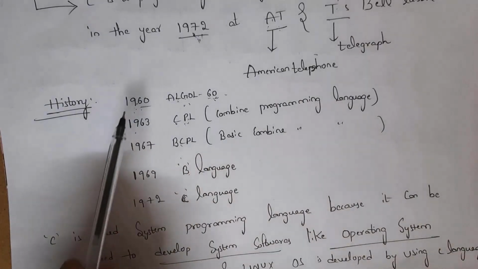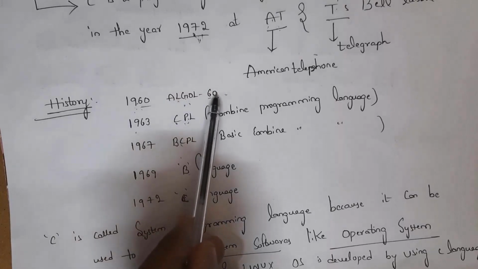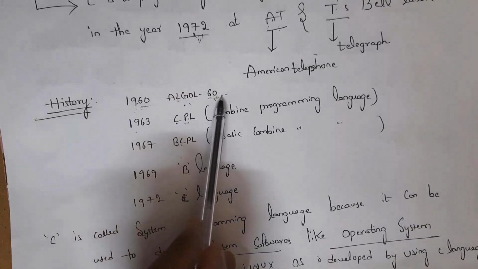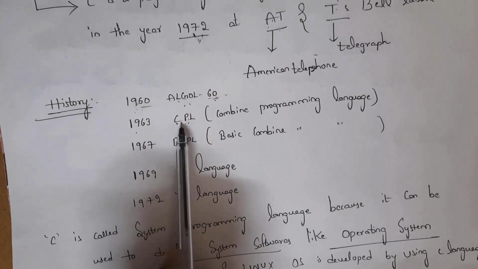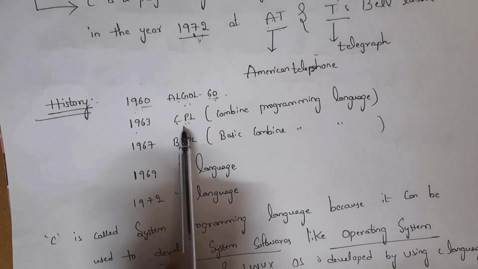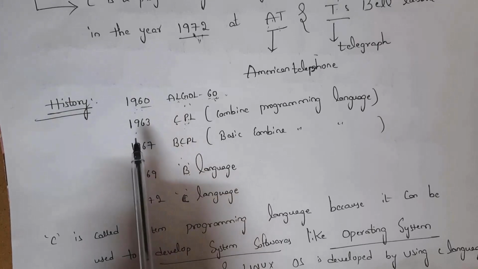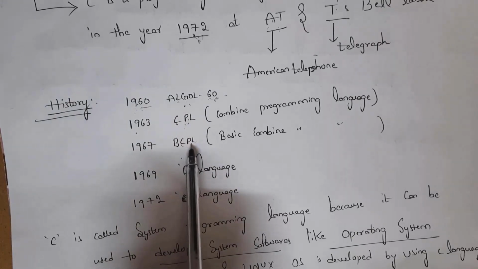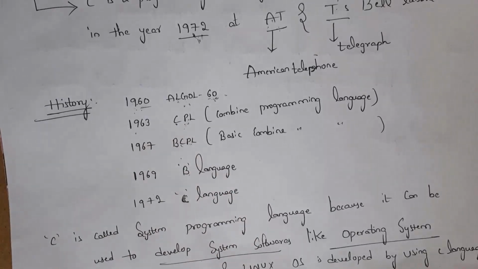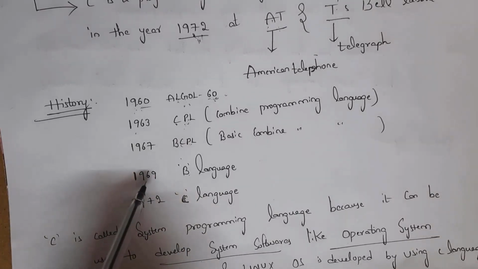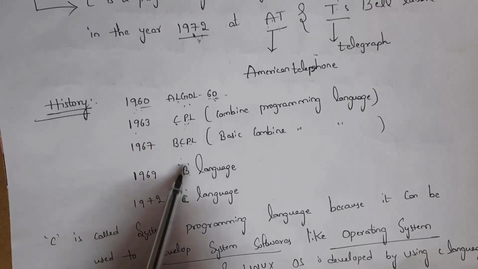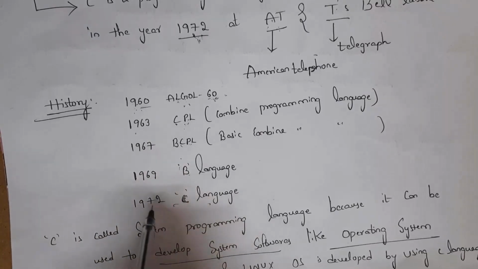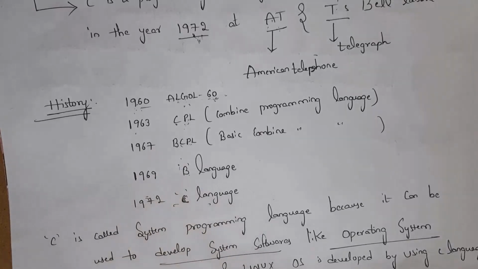At first in the year 1960, Algol 60 was introduced. After that, the updated version of Algol 60 is CPL, where CPL stands for Combined Programming Language. It was introduced in the year 1963. The updated version of CPL is BCPL, where BCPL stands for Basic Combined Programming Language. It was introduced in the year 1967. The updated version of BCPL is B language. It was introduced in the year 1969. After that, the updated version of B language is C language. It was introduced in the year 1972. This is the history of C language.